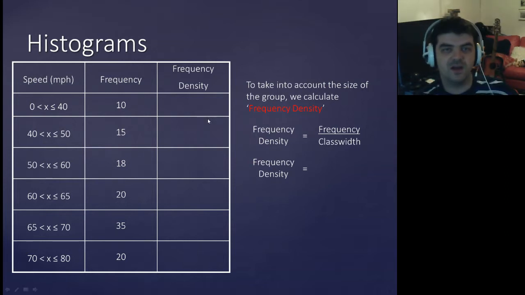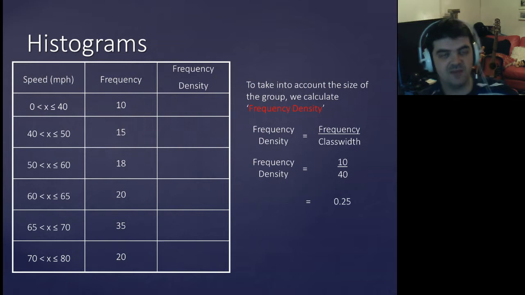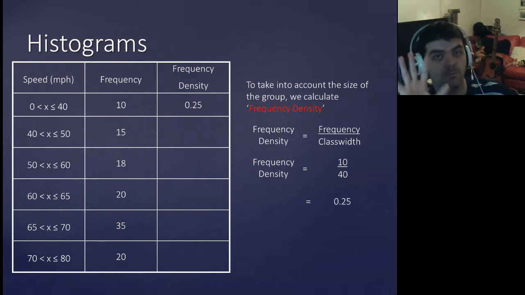We have a frequency of 10 and a class width of 40, 0 to 40. So it'll be 10 divided by 40 is 0.25. Now I've got the first one. Pause the video. See if you can work out what the rest are. And then come back and I'll take you through to see if you got it right.